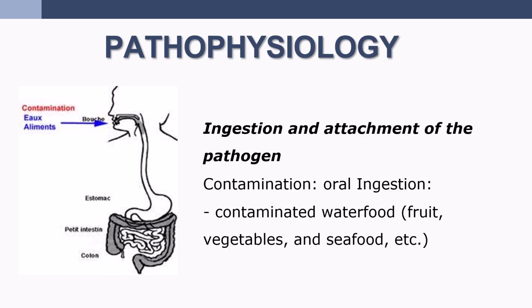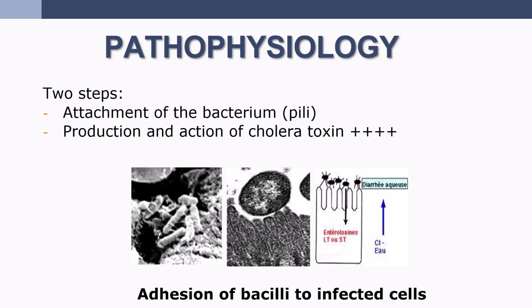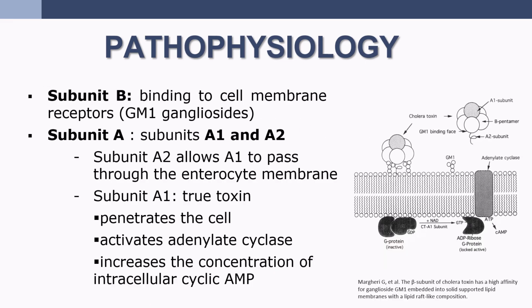For pathophysiology, the infection begins with the ingestion and attachment of the germ in the intestine. Contamination occurs by the oral route, mainly through the consumption of contaminated water or contaminated food, such as fruit, vegetables, and seafood, which serve as vectors for the bacteria. Pathophysiology of cholera involves 2 main steps. The first step is the attachment of the bacterium to the intestinal epithelium, mediated by pili. The second step involves the production and action of cholera toxin, which plays a central role in triggering the symptoms of the disease. The cholera toxin consists of subunits A and B with distinct functions.